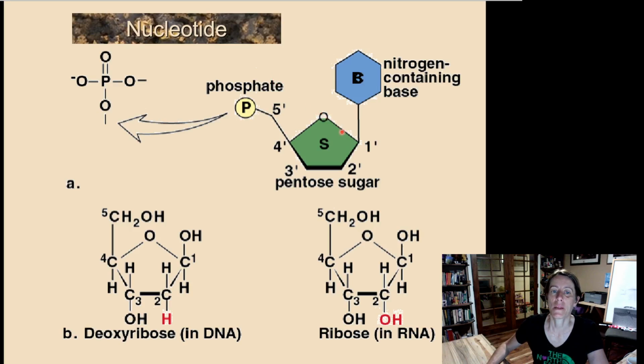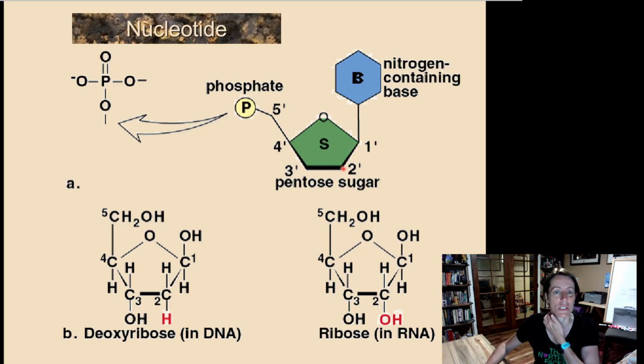All right, so carbon number 1, the first one around the ring from the oxygen. Carbon number 1 always has the base stuck to it. So when you're building a nucleotide and you've got your sugar, on carbon number 1, you're always going to attach a base. We'll come back to what those bases are in the next video. So carbon number 1 has the base attached.